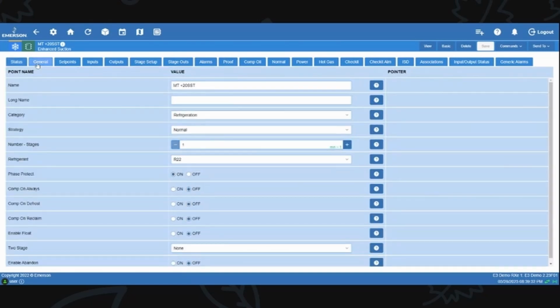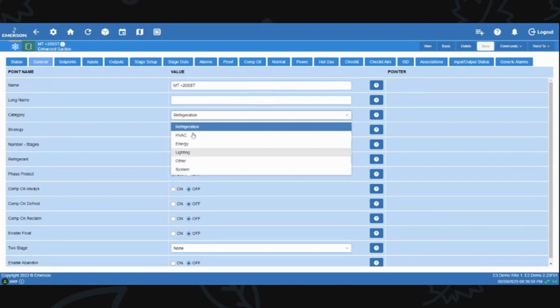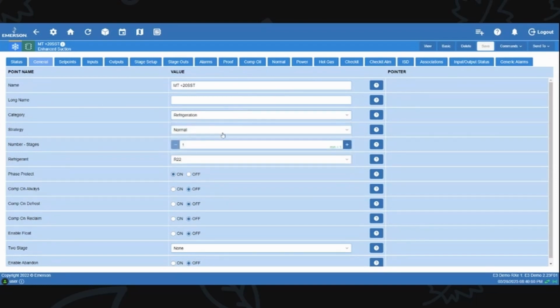Moving on to the next tab, you're going to notice some terminology here. It looks very familiar to the E2. It's almost exact. So in this case, we've got the name of our suction group. It's that MT plus 20 degrees category. It's refrigeration. That's on the main page where our category is refrigeration. So if you really want, you can move it around the different categories. Strategy, we'll keep it in normal.